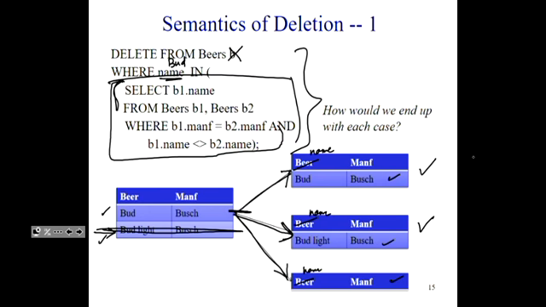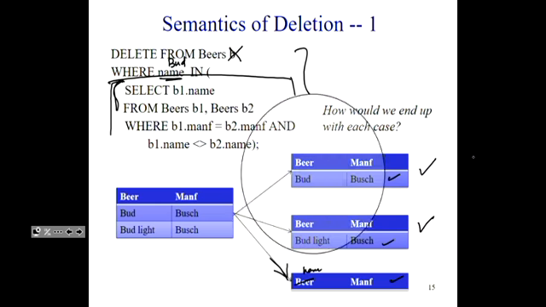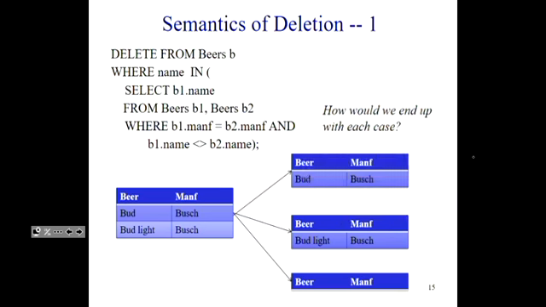Any questions about this? Okay, so what do we do in this case? What does the system actually do in this case? The way the system works is instead of having this confusing semantics, it operates in two different phases. In the first phase, it will just mark out all of the tuples that are going to be deleted, doesn't actually delete them, and then it will go ahead and delete them in the second phase.